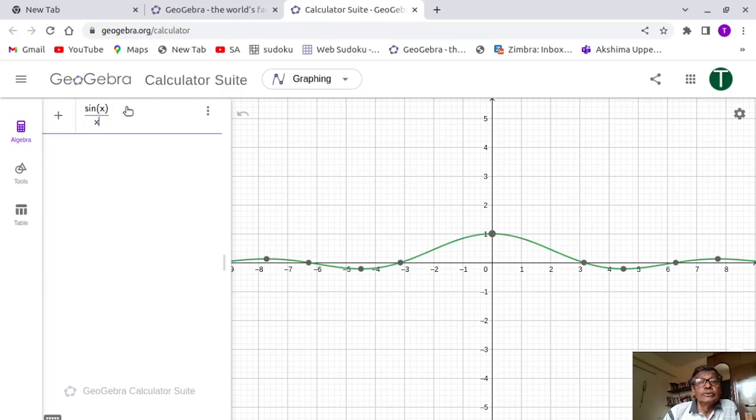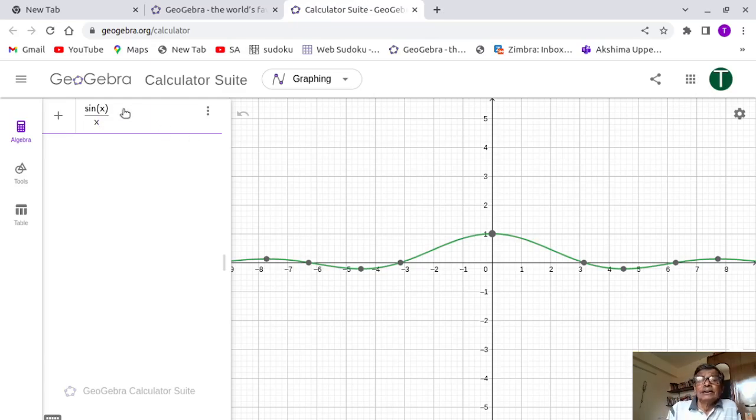It happens like that because at x equal to 0, as you can see, numerator is 0 and denominator is 0. Therefore 0 by 0, in the limit it will become equal to 1. Those who know limits can easily figure it out, because for 0 by 0, take the derivative of the numerator, it is cosine x, and take the derivative of x, it is 1. Therefore it is 1.